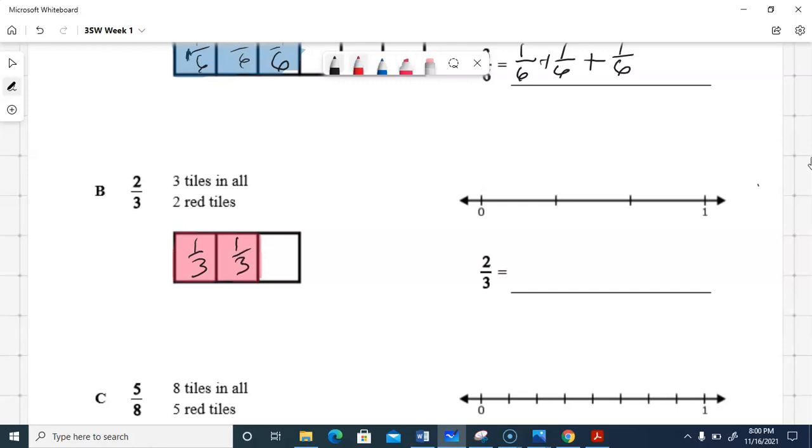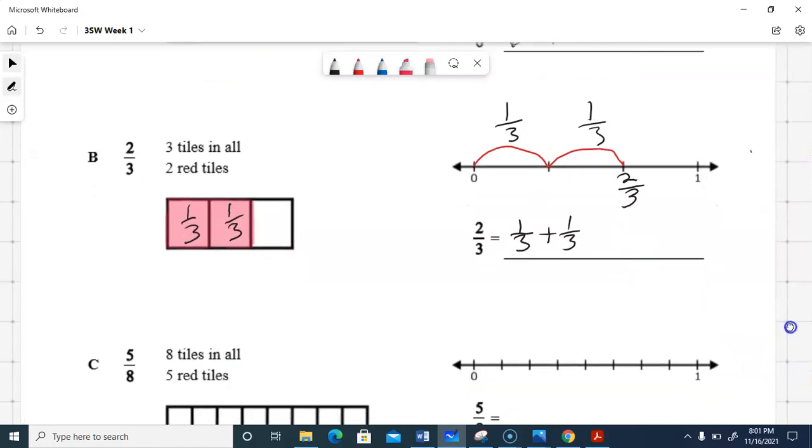I did it on a number line. I do one jump and two jumps. Where I stopped at is 2/3. Each jump is 1/3. And if I wrote it as a sum of unit fractions, I really only want one way to write this: 1/3 plus 1/3. So 2/3 is equal to 1/3 plus 1/3.